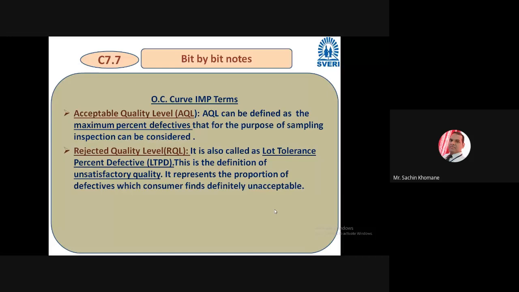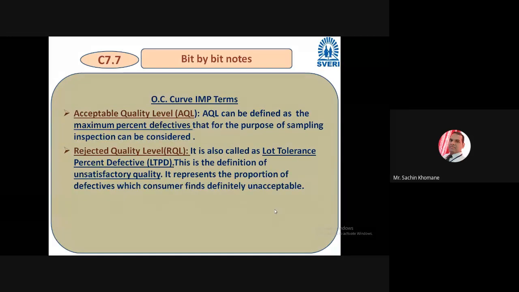What is the acceptable quality limit? It is the maximum percent defect that can be inspected. That is the acceptance quality level. So it is defined as the maximum percent defect that, for the purpose of sampling inspection, can be considered. That is the acceptable quality level.